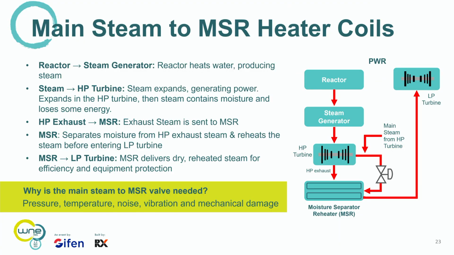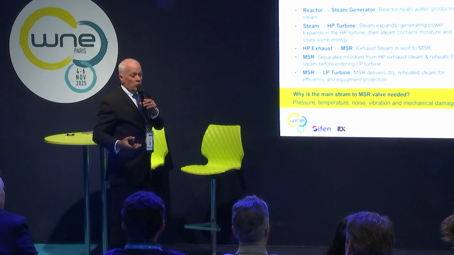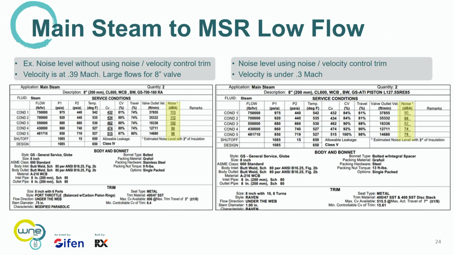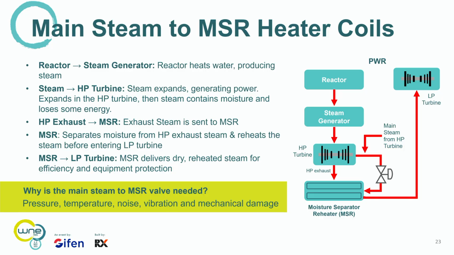How do you reheat the steam? Typically, you're reheating that steam by taking steam off a turbine header and running that down to the MSR, and that's how you reheat the steam in the MSR, okay? Now, you need a control valve in this application because you can have a lot of noise, you have a lot of velocity, you need to control that steam going back to the MSR. I'm just giving two examples.